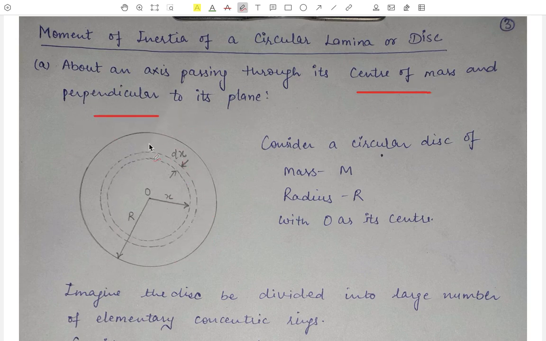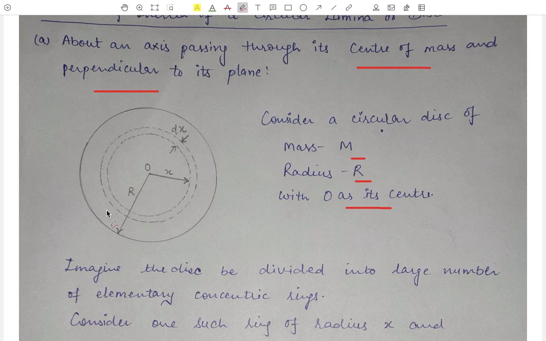Let us suppose this is a circular disc of mass M and radius R with O as its center. This O is the center of mass of the disc as well as the center of the disc. Now, to find the moment of inertia of this disc about the axis, we consider the disc to be divided into a large number of elementary concentric rings. What do we mean by concentric rings? Concentric rings means rings that have a common center.